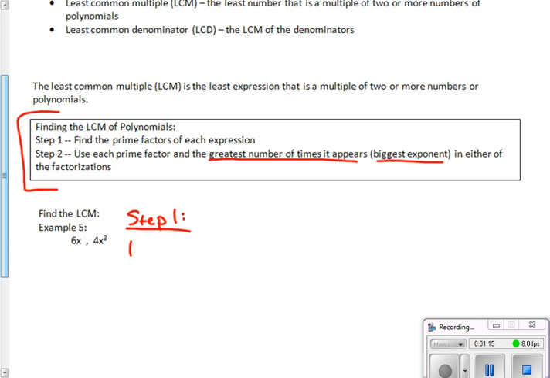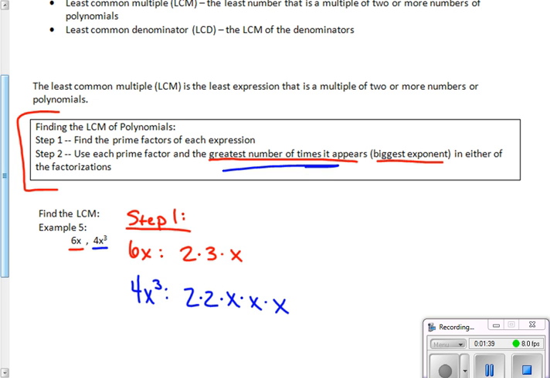So we have 6x. Well, if we break 6x down, the prime factors would be 2 times 3 times x. And then we have 4x to the third power. If I prime factorize that, I'd have 2 times 2 times x times x times x. Step 2 says that we need to use each factor the greatest number of times. Well, 2 appears once up here, but twice down here. So that's the greatest factor there for 2.